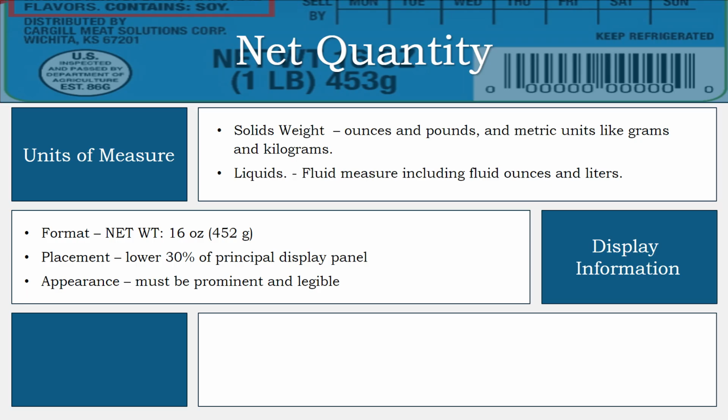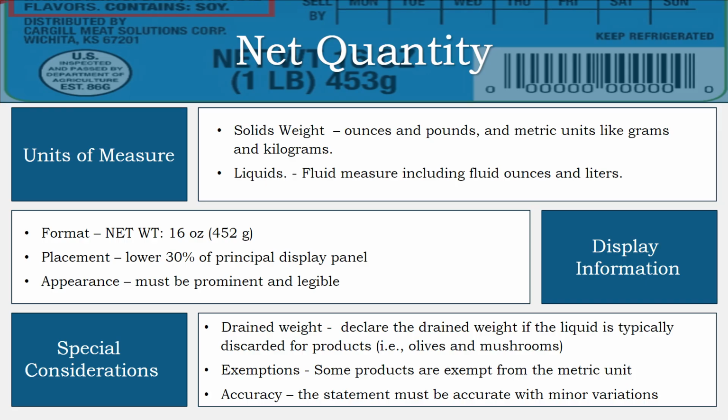The placement of the net quantity statement must be on the principal display panel, within the lower 30% of that panel, and the text should be parallel to the base of the package. And the appearance: the text must be prominent and legible, with font size requirements based on the package size.